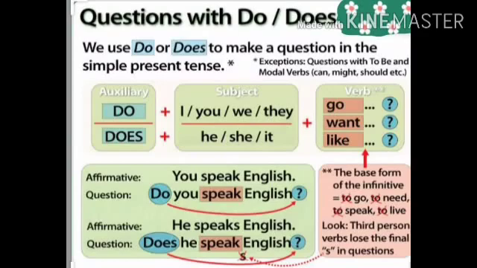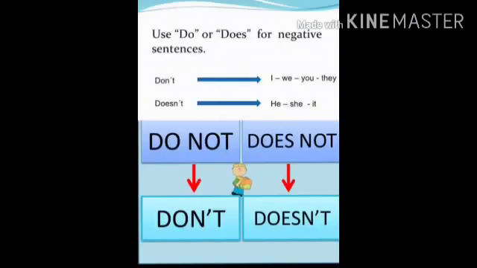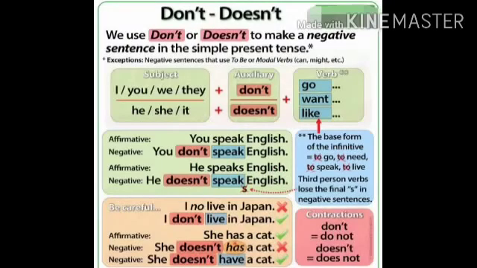Let's see the next example. He speaks English. The subject he is third person singular, so we use does and the sentence is: Does he speak English? Remember that the third person verb loses the final s in questions. We also use do or does for negative sentences. With the subjects I, we, you, they we use don't, and with the subjects he, she, it we use doesn't. We can use the contraction don't for do not and doesn't for does not.